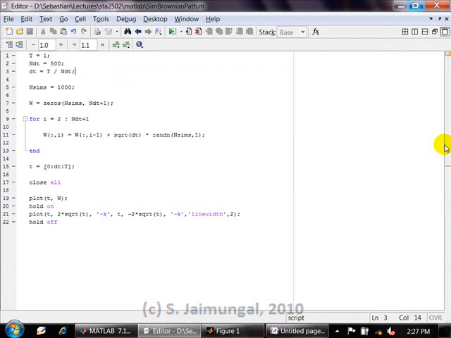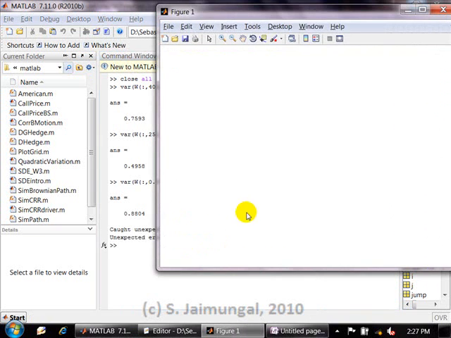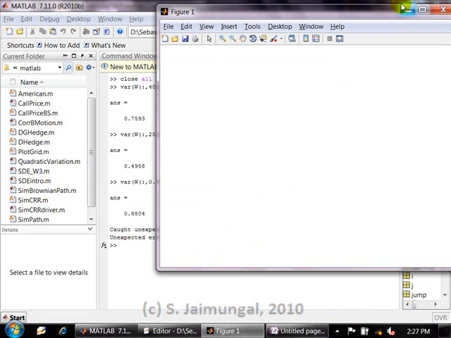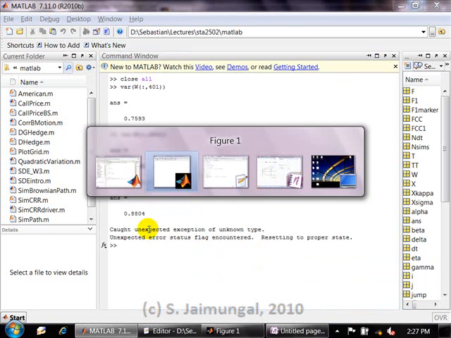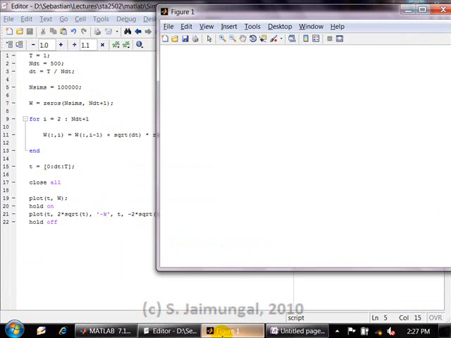The more sample paths we produce, the more accurate we will get the answer. So let's say 100,000 paths. Now, I think MATLAB should be able to handle plotting 100,000. It's the plotting that actually takes the longest time. The scenario generation was very quick. Okay. Caught unexpected exception. Yeah, so it's got too many paths. It can't do it. Can't plot it. And I've crashed my MATLAB.